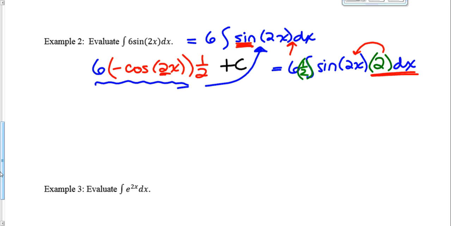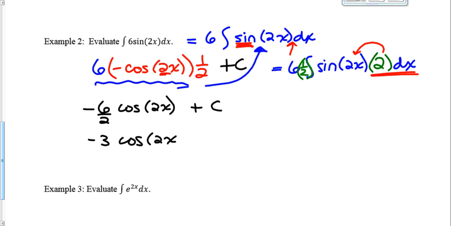So the antiderivative ends up being negative 6 cosine of 2x divided by 2. I would just put it with my constant right there, plus c. So it's negative 3 cosine of 2x plus c is my final answer.